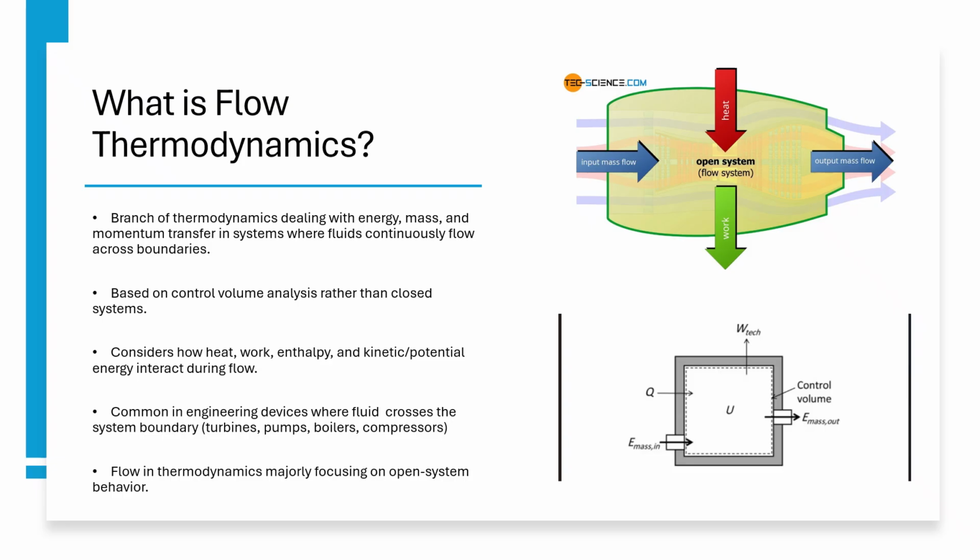energy interact during flow. In the diagram shown, you may see a representation of a control volume with arrows that enter and leave. These arrows symbolize the fluid moving in and out of the system. This is crucial because each incoming or outgoing stream carries energy with it. The diagram helps emphasize that flow systems must consider both mass transfer and energy transfer happening simultaneously.